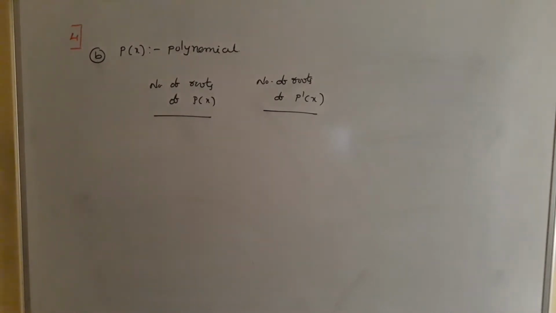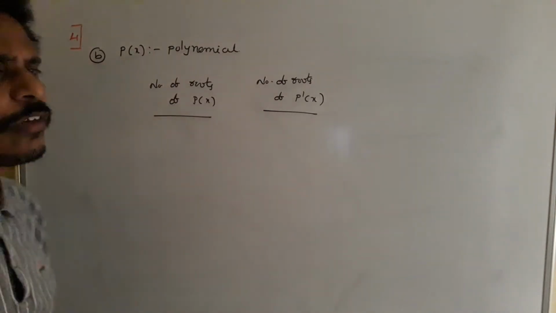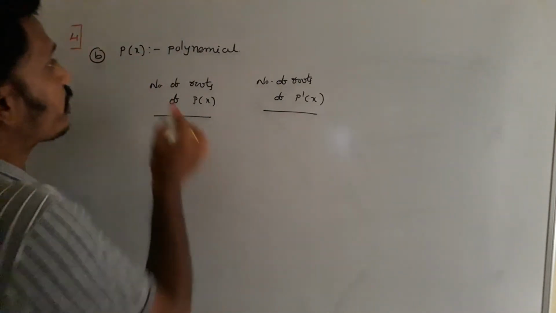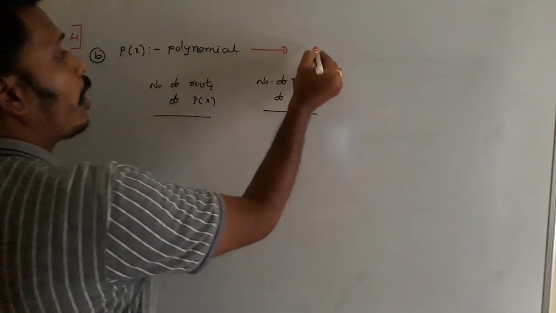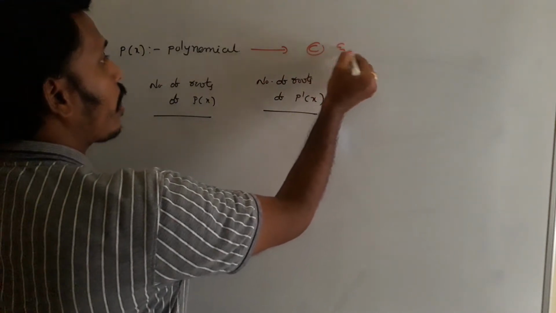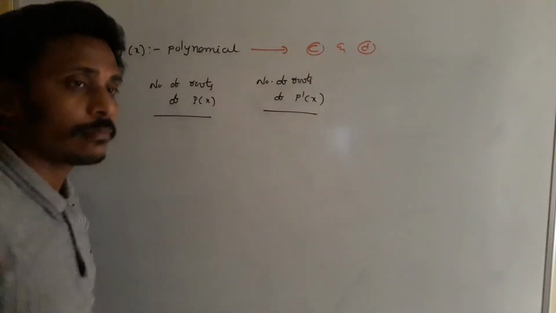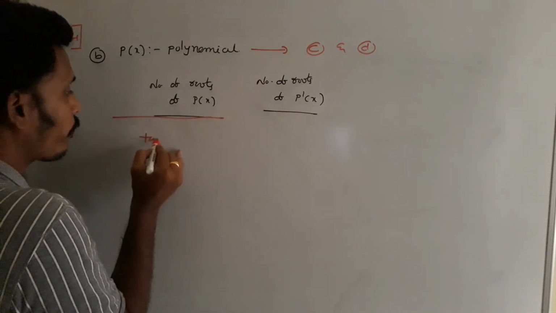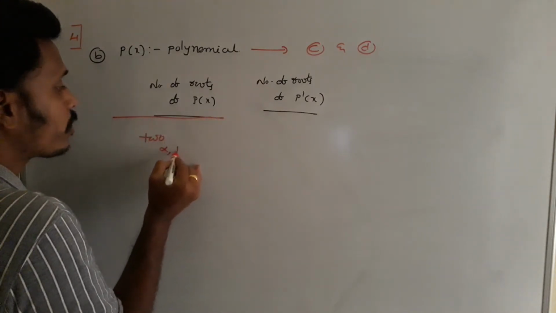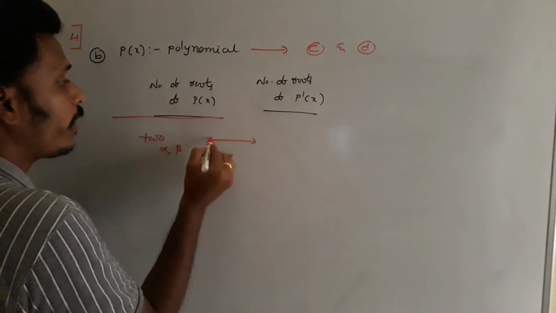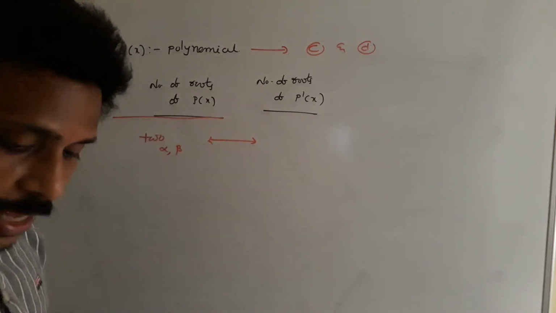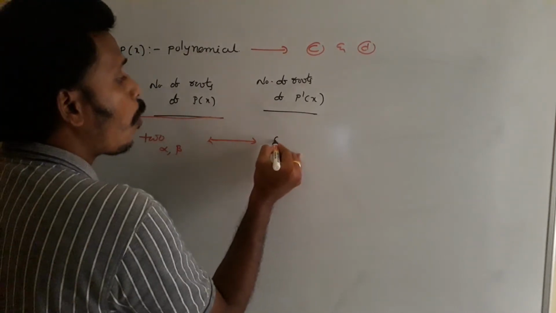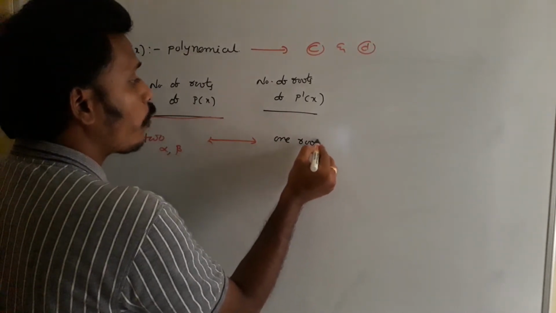P of x is a polynomial, and we need to check a relation between the number of roots of P of x and the number of roots of P dash of x. Since P of x is a polynomial, for sure it is continuous as well as differentiable. If there exist 2 roots for P of x, say alpha, beta, then in that case what will happen? Since there exist 2 roots for this, then for sure there exists one root for P dash of x.